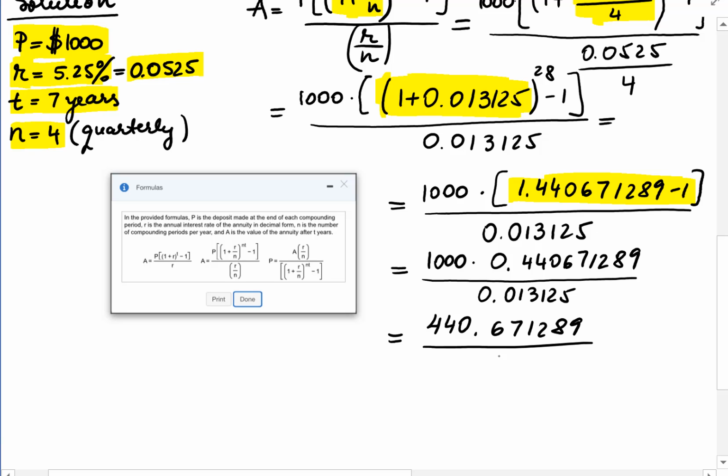So we get, at the top, 440.671289. And we have to divide it. I'm trying to do it step by step. And so when we divide this, we get 33,574.96. This is the value of the annuity.